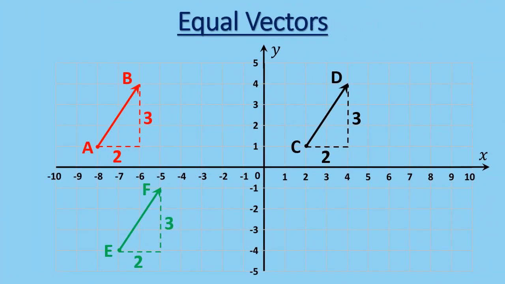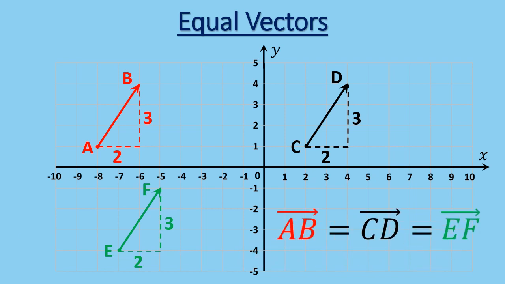Even if translation vectors are in different places on the same grid, they can still be equal as long as their horizontal and vertical units are the same. So, we can say here that vector AB is equal to vector CD, which is equal to vector EF.